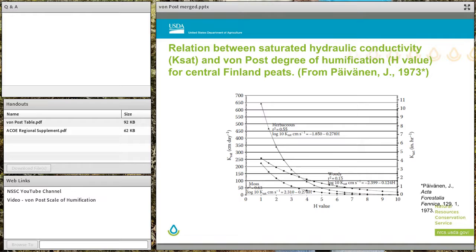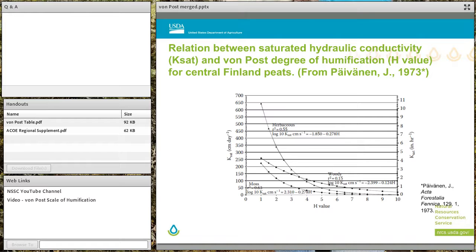The people who did this also noted some other factors that are going to affect this besides the pure Von Post H value: things like the vegetation type, the size of the fragments, and an important one was the orientation of the fragments or the fibers. Are they horizontal, vertical? Are they mixed?